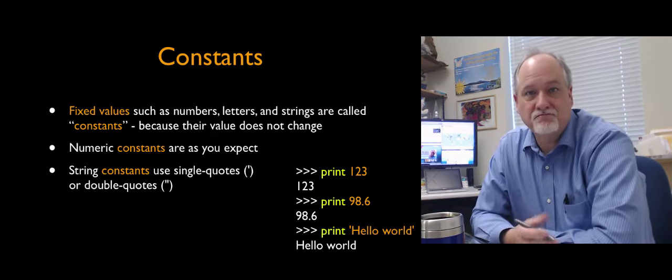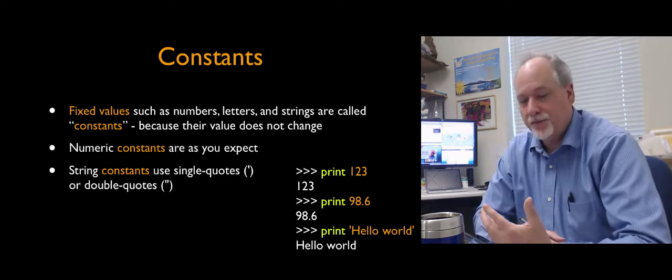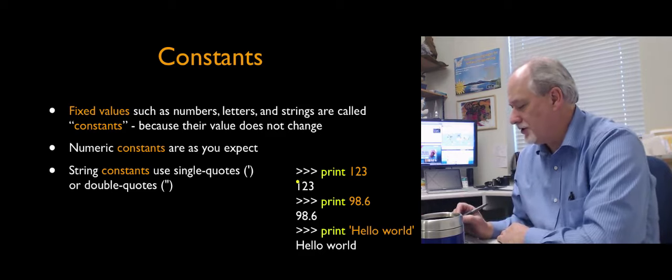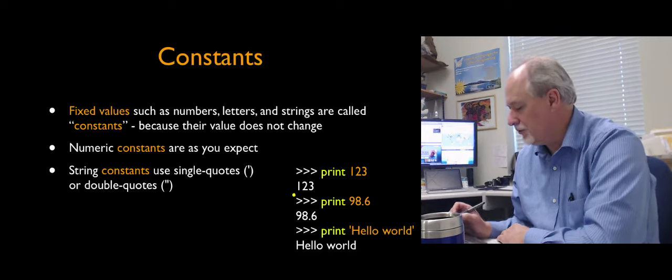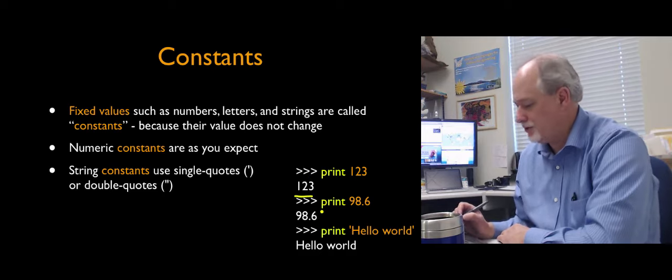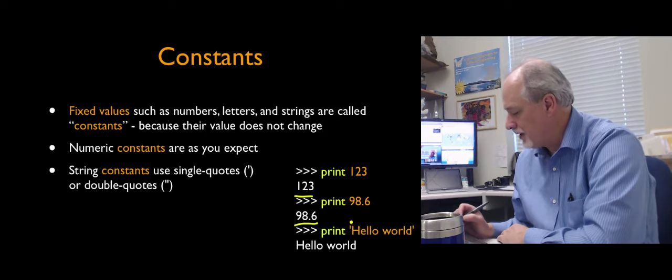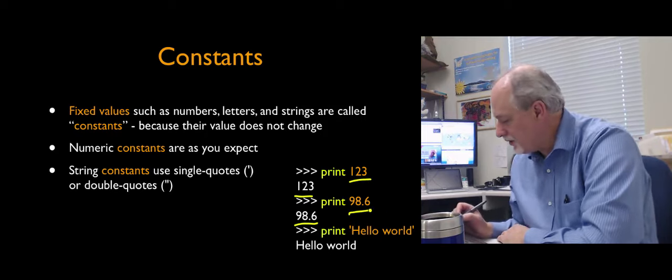Constants are things that are natural and instinctive, things like numbers, 123, 98.6, or hello world. Here we're using the Python interpreter, and that's how you can tell, the chevron prompt. I'm saying print 123, and Python responds with 123. Print 98.6, Python responds with 98.6. And print single quote hello world, single quote. So the constants are the 123, 98.6, and quote hello world quote.